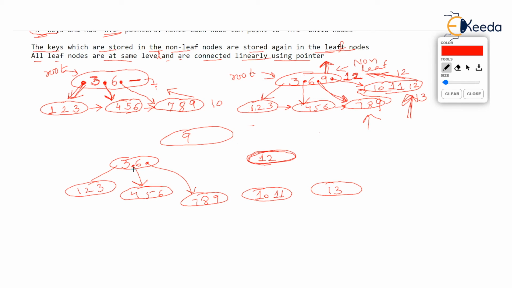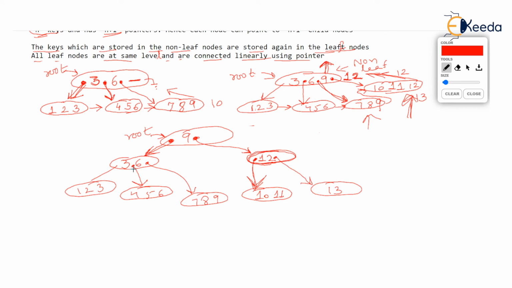Now watch out, that left pointer of 9 in the root will point to 3 and 6, this node, 3 and 6, isn't it? And right pointer of 9 will point to 12. I'm so sorry, it is not 1, 2, it is 12. Okay. And what about left pointer of 12? There is only one key stored in this node. What about left pointer of 12? It will point to 10, 11. Note all values less than 12 are to the left of 12, isn't it? And right pointer of 12 will point to 13.